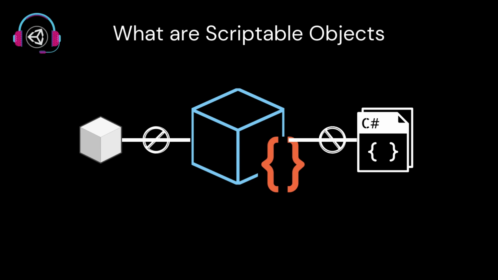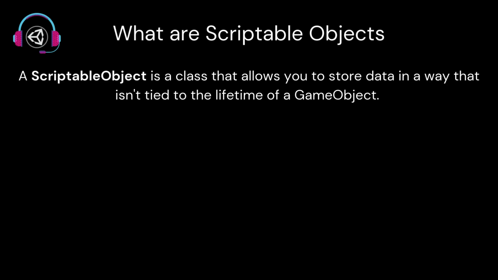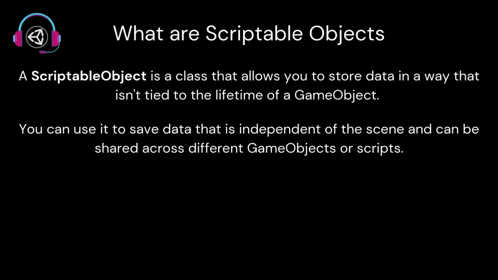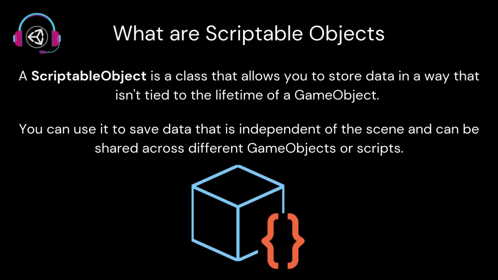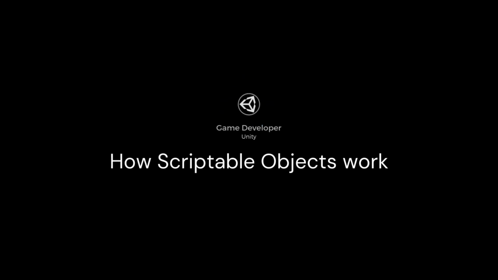Unity's official definition is, a scriptable object is a class that allows you to store data in a way that isn't tied to the lifetime of a game object. You can use it to save data that is independent of the scene and can be shared across different game objects or scripts. Basically, you create one scriptable object, and it can be used anywhere. It's perfect for storing things like stats, settings, or any other data that needs to be reused or shared across your game.